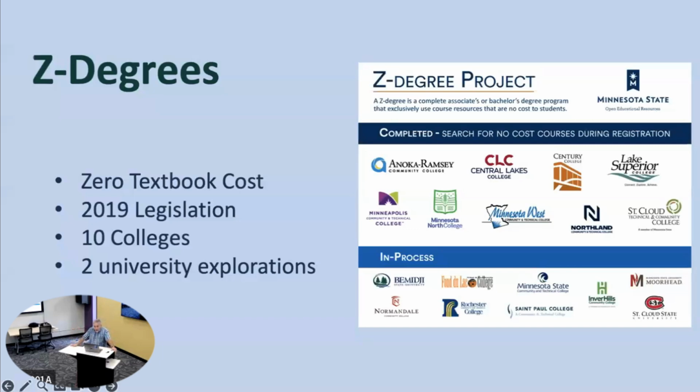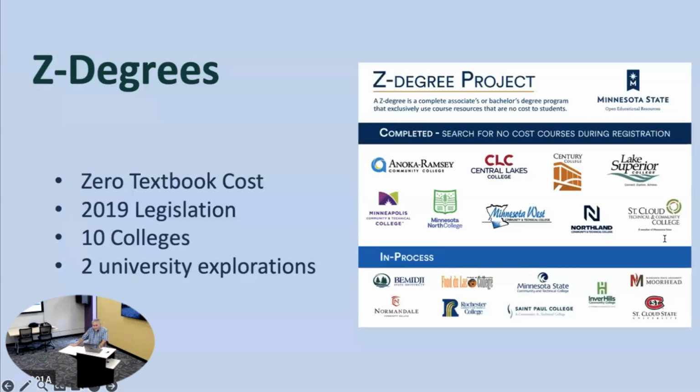The ones that did it, I think Central Lakes was really first. And then hard on their heels, Anoka Ramsey, Century, Lake Superior, Minneapolis College, Minnesota State Community and Technical College, Minnesota North, Minnesota West Community and Technical, Northland, and St. Cloud Technical and Community College. I think that's 10, right? There were 11, but there's been some consolidation since then.